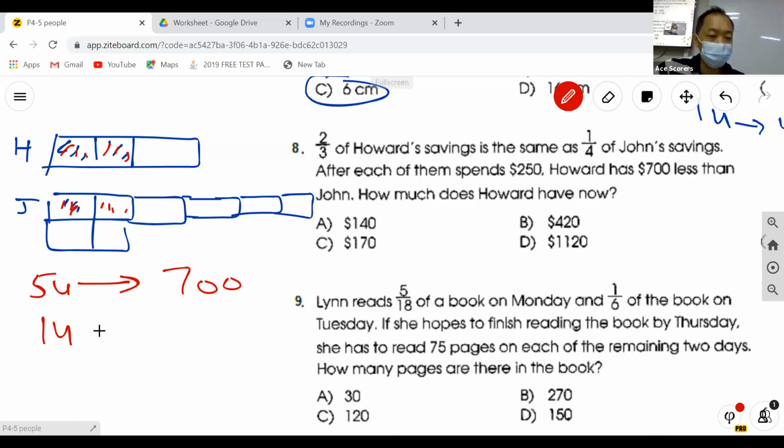Okay, so what's 1 unit? $140. So how much does Howard have now? Howard spent 2, right? So he's left with 1. So the answer is A. He only has $140 now.